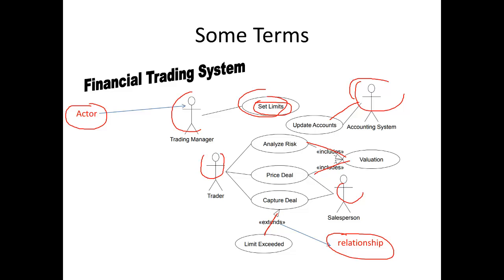For example, this extends relationship is between the use case capture deal and the use case limited exited. Also, this include relationship is between valuation and analysis risk. Also, this relationship is between price deal and valuation. So this just tells you the basic diagram inside this system.